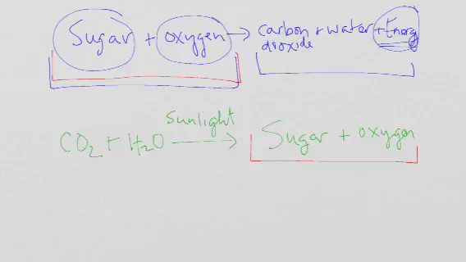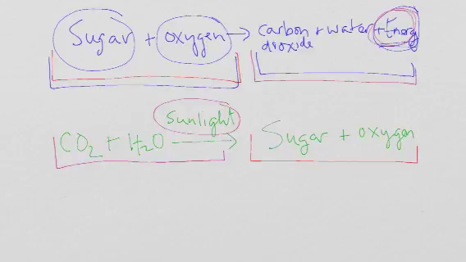And the beginning ingredients of photosynthesis, okay, are equal to the end result of cellular respiration. Now, sunlight is a form of radiant energy, and the energy produced in cellular respiration is a form of chemical energy. But these equations are relatively similar.